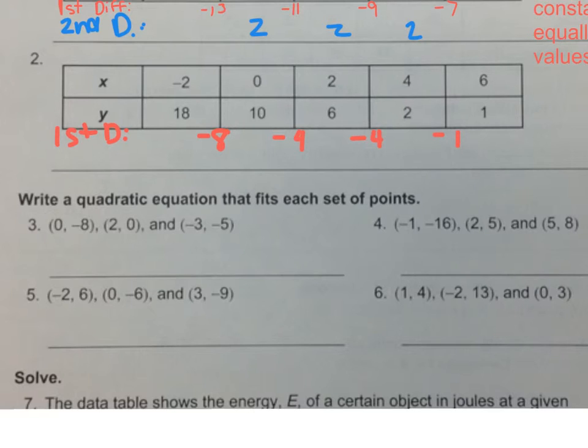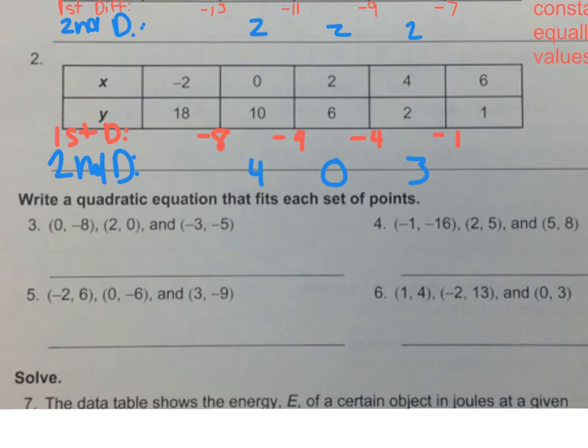Now let's go for our second differences. Second D. Okay, so if we go negative 4, take away a negative 8, that's going to be a positive 4. If we go negative 4, take away a negative 4, that's really a negative 4 plus 4, that's a 0. And if we go negative 1 minus a negative 4, that's really going to be a 3.